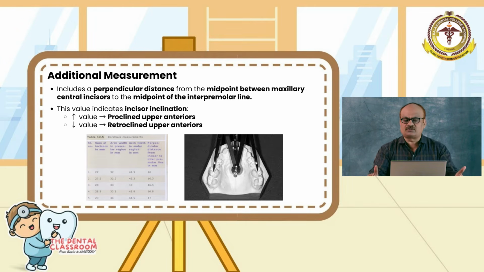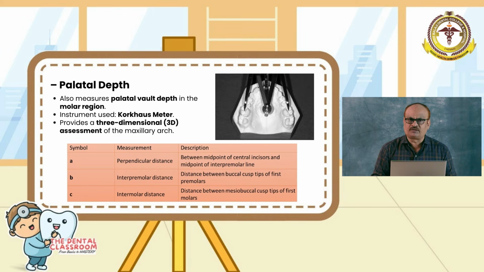So Korkhaus measures all these: the perpendicular distance, interpremolar distance and intermolar distance, apart from the palatal index, as he called it. This palatal depth should be 40% of the intermolar dimension. You can see the Korkhaus meter, which is used to measure the three dimensions. This is one of the specific features of Korkhaus analysis. He has measured certain predetermined values and ratios, and depending upon that he has given a beautiful table.